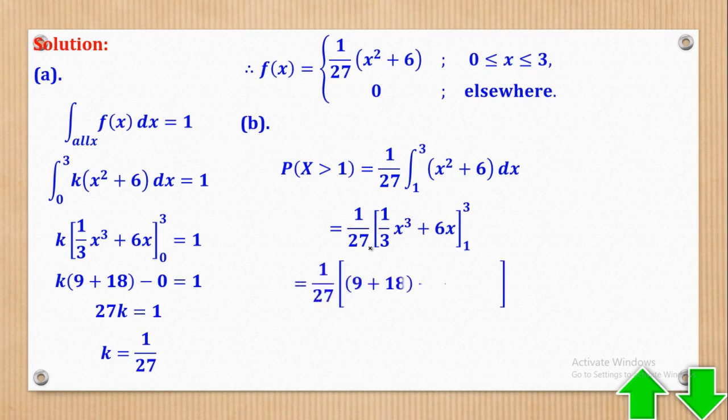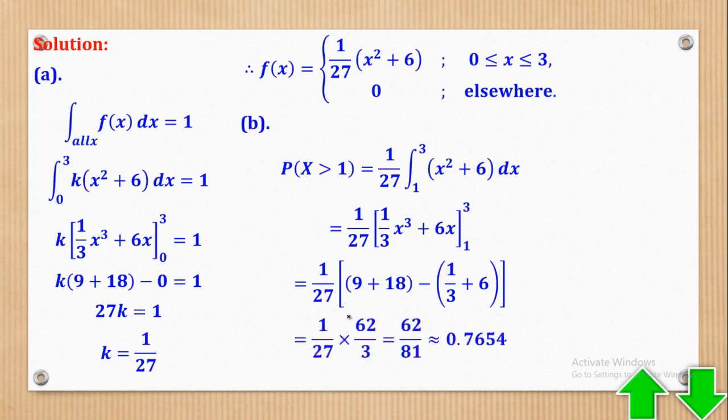The next step is to substitute the limits. When I substitute 3 where there is x, I'll come up with this. And when I substitute 1 where there is x, I'll come up with that. Next is to use a calculator. When I use a calculator, the whole of this box bracket gives me 62 over 3.